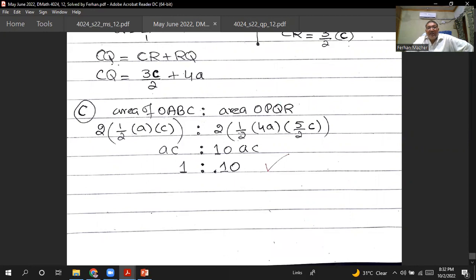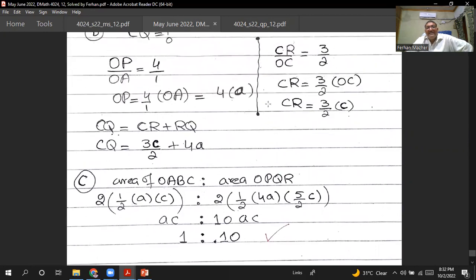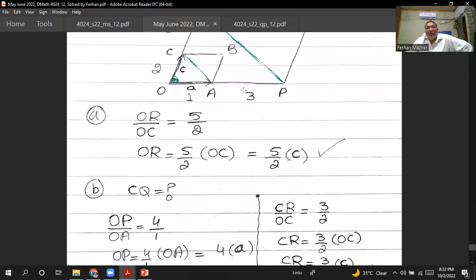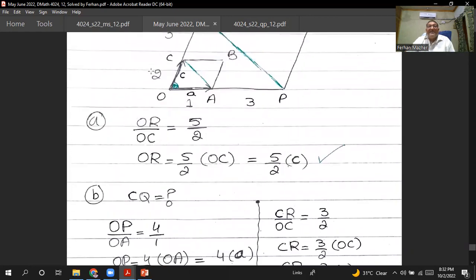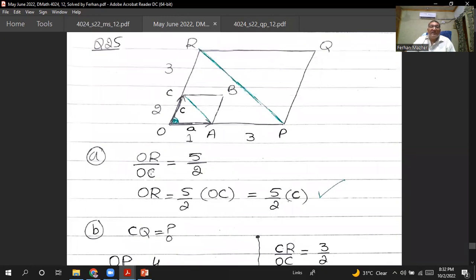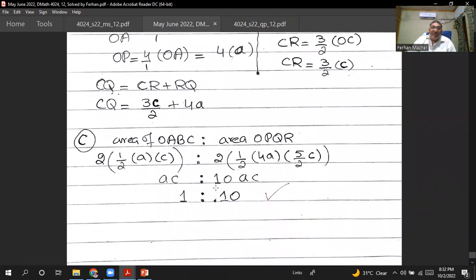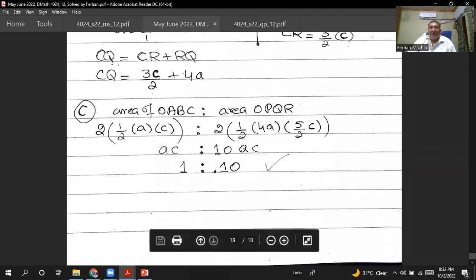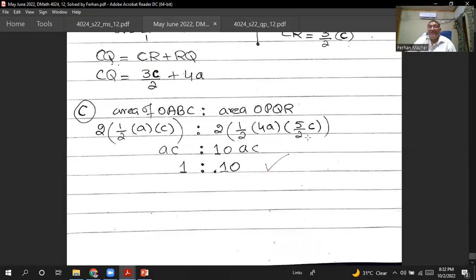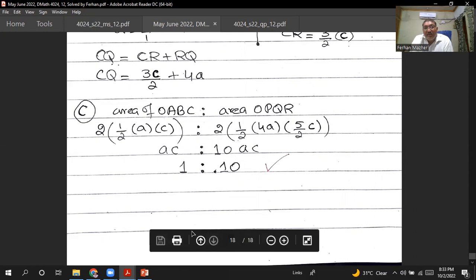Then for the big one: 2 times the area of this triangle, whose one side is 4A, and this side is 5 by 2 of the C. Okay, so 2 times 1 by 2 into this lower side 4A, and the other big side is 5 by 2 C. So you see, this 2 and this 2 will be gone. 20 divided by 2 will be 10 AC. AC and AC will be gone, so it will be 1:10. It's a very tricky question. This part is tricky. It's a star part.